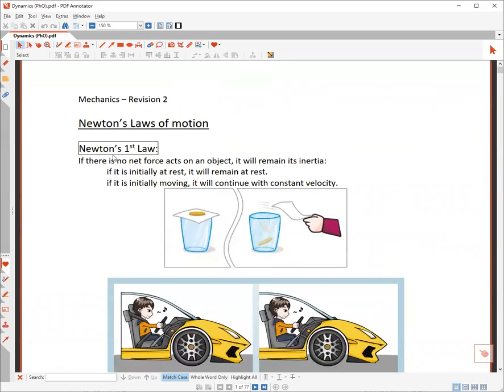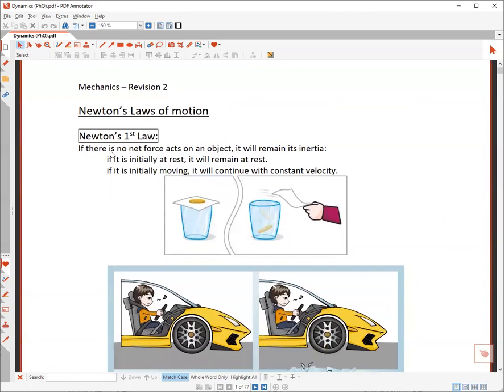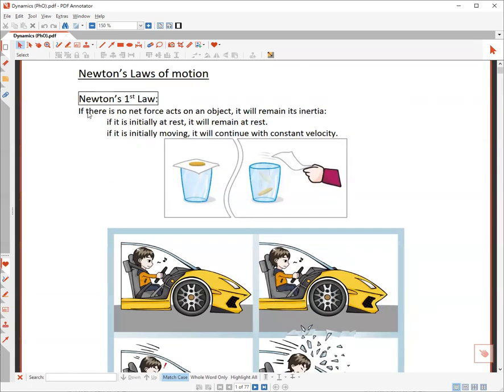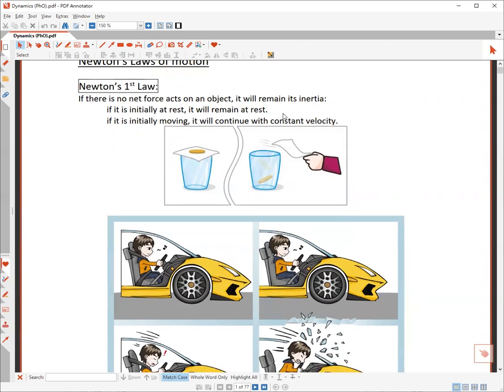So the first one, let's introduce Newton's laws of motion. Newton concluded three laws for the motion. All the theory of force is based on Newton's laws of motion. So let's have a look at the first law. It says that if there's no net force acting on an object, the object will remain in its inertia.